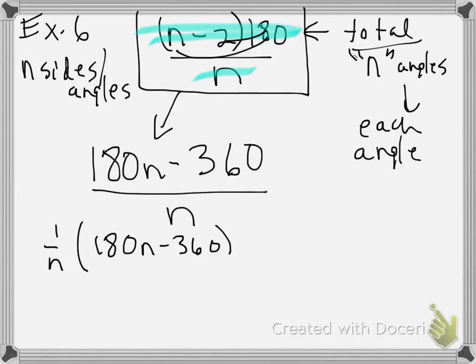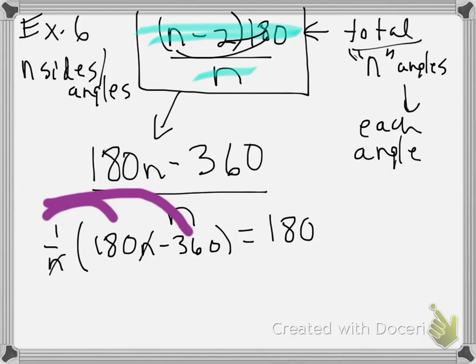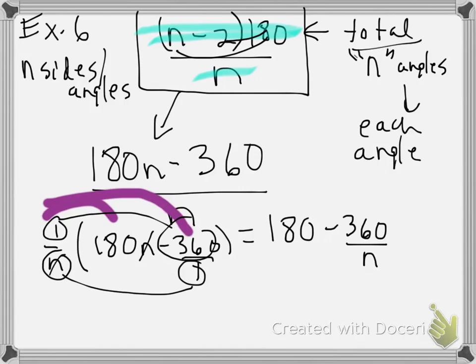And if I distribute this into both parts, then I'm going to get 180. You notice that these n's cancel out when they're multiplied in, so you get 180 times 1. And then 1 times negative 360, and I'm going to divide it by n, which is the same as multiplying. If you put it like this, it's the same as multiplying this, and then this and this together. Okay? And you get another result that looks like this.